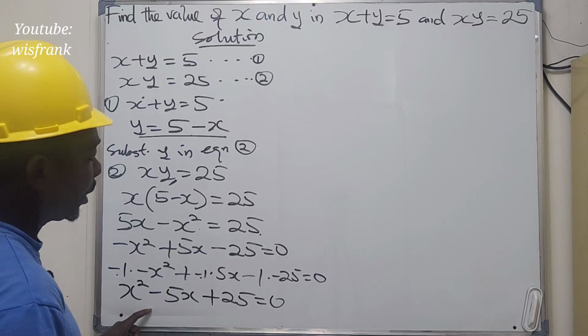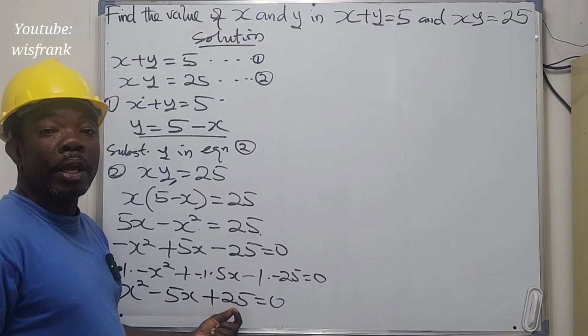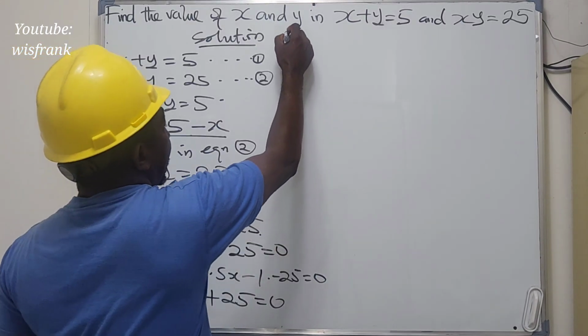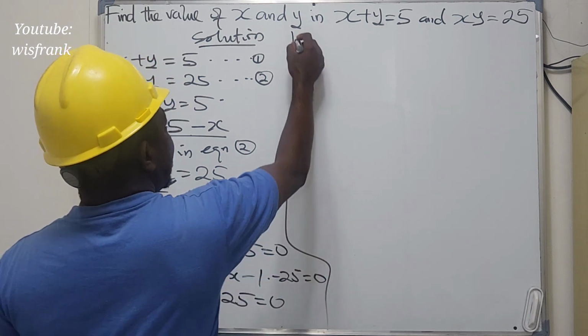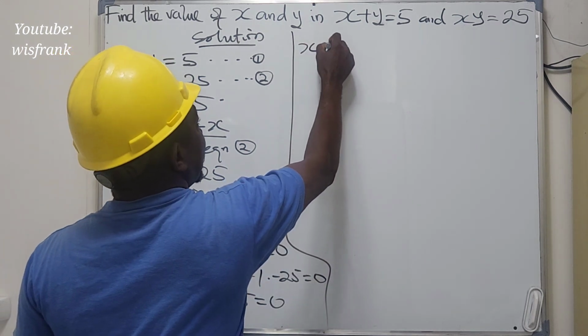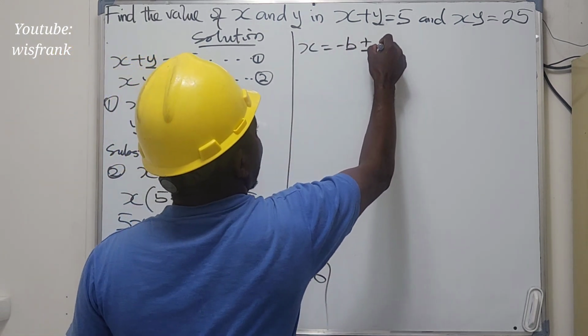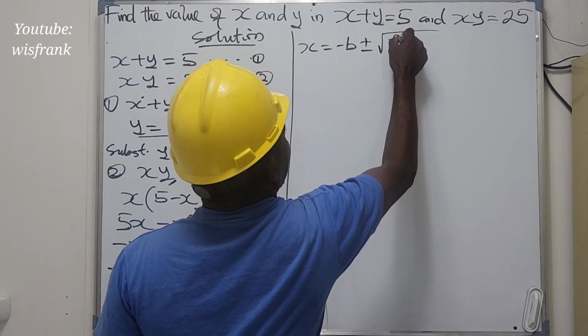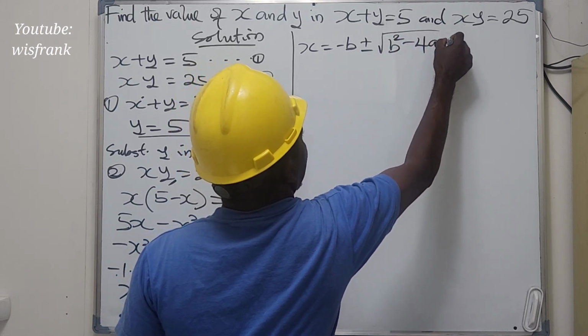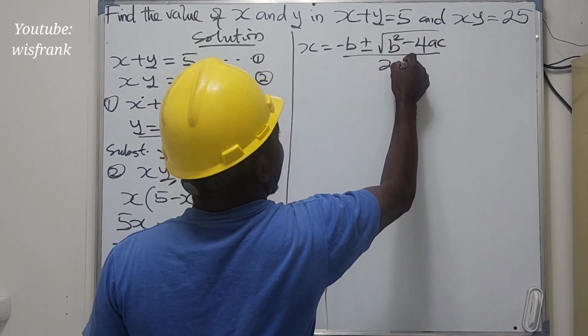And this is a quadratic equation. Here we can use the quadratic formula for us to find the value of x. The quadratic formula is in the form x equals minus b plus or minus square root of b to the power of 2 minus 4ac, all over 2a.